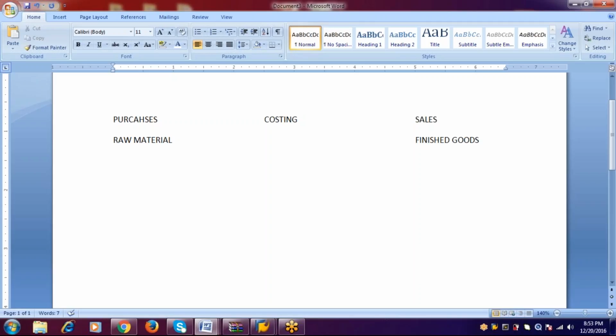In between these two, what will happen? That's what we are calling costing, in between the purchases and the sales. In a product-based organization, costing is required. And most probably after completion of any FI part, we have to go for the integration.